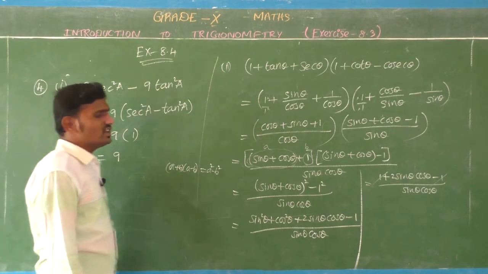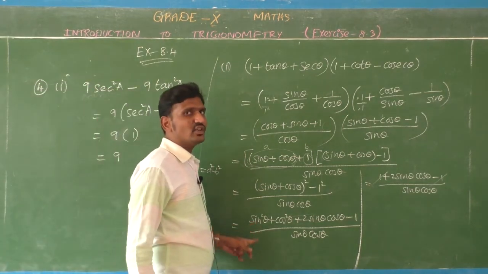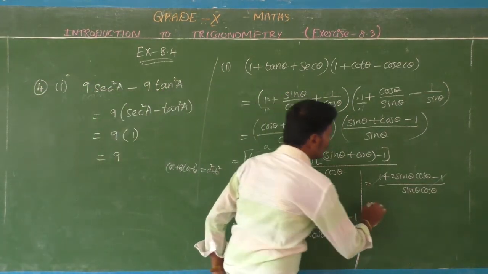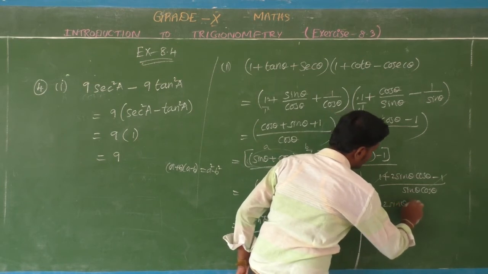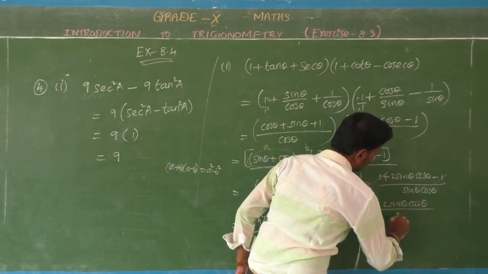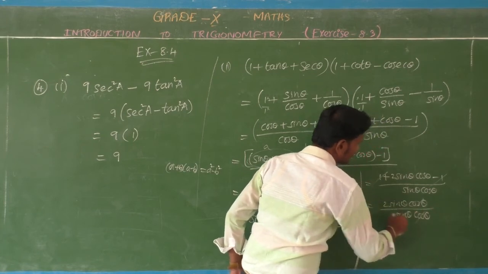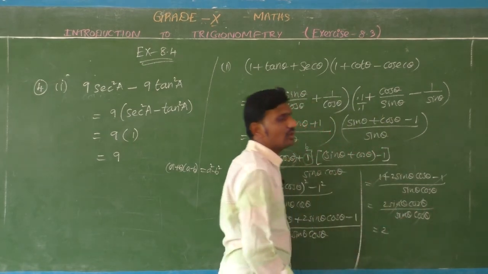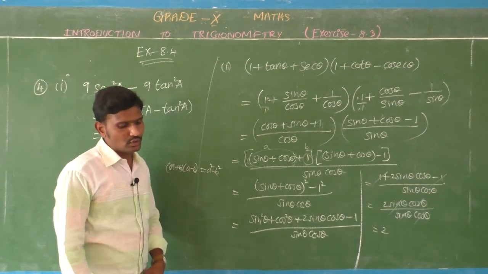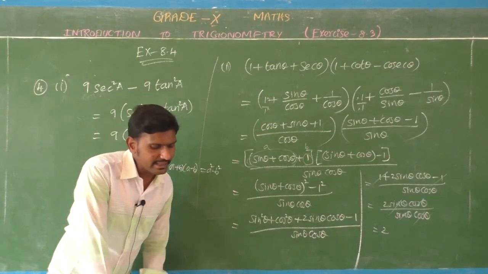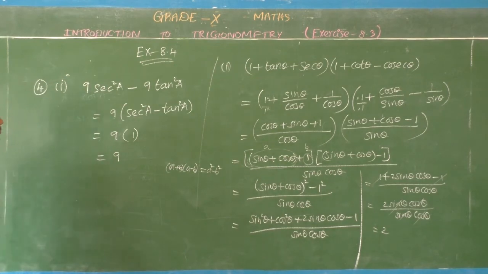Which is your remaining? Why are you giving plus 1? You know, sin square theta plus cos square theta. So you have remaining 2 sin theta cos theta, the whole divided by sin theta cos theta. So sin and cos cancel. So the answer is 2. What is your answer? 2. So your correct option is C, 2.